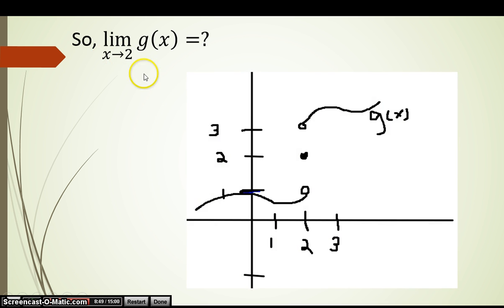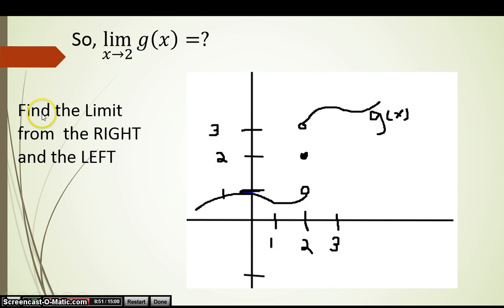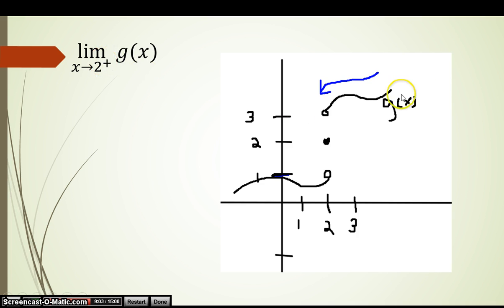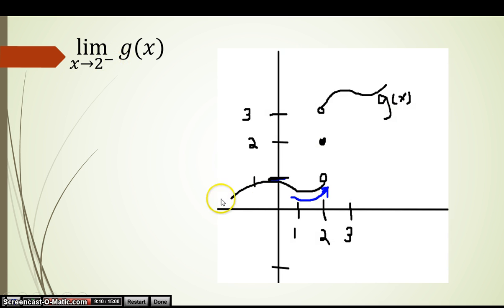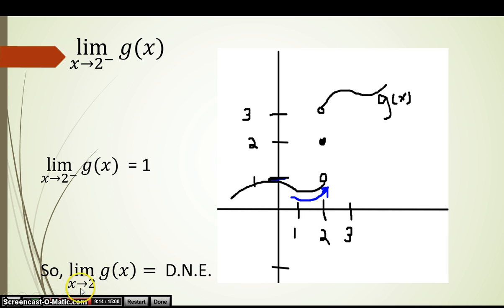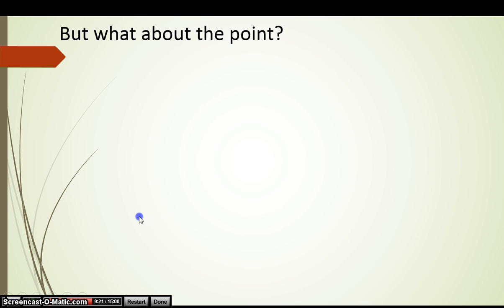So the limit at 2, all right, from the right, it looks like it's going to 3. From the left, it looks like it's going to 1. So the limit as x approaches 2 does not exist. Okay, the limit does not exist.